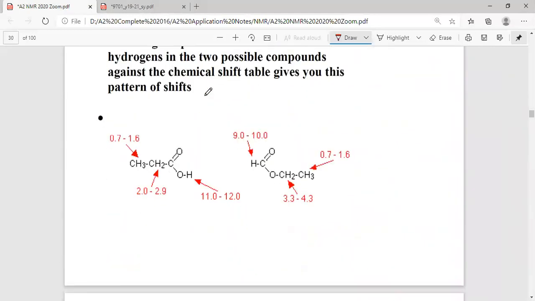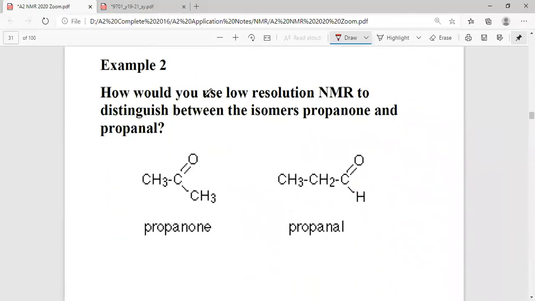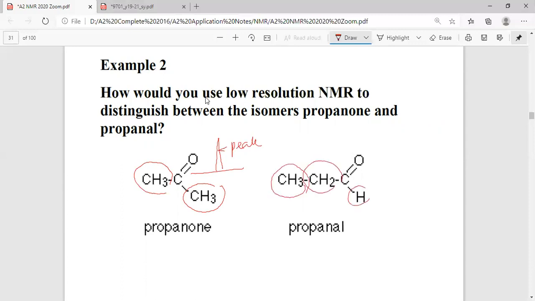Now here it explains to you, in low resolution, how we distinguish between propanone and propanol. Very simple. These two groups are chemically equivalent, with the same type of neighbors, so they give only one peak. This is called a peak, only one signal. Here there are 3 chemically different hydrogens, so 3 peaks.